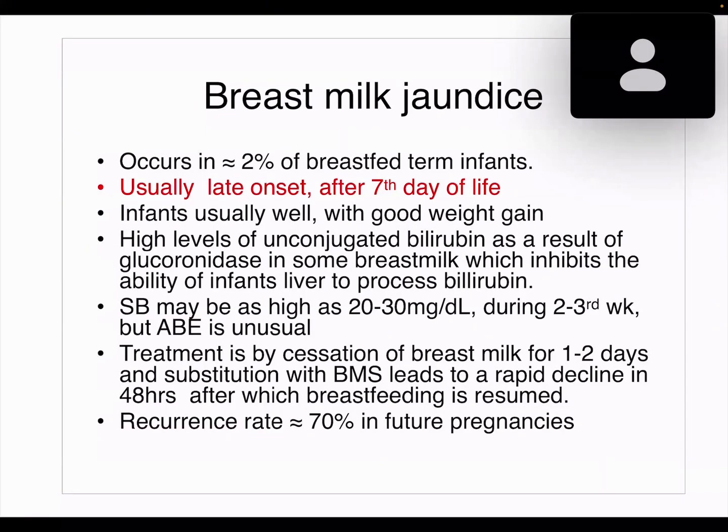The cause is not well known, right? What is in the milk itself that causes this breast milk jaundice? Usually about 20 to 40% of women have a particular enzyme called beta-glucuronidase in the breast milk, and this beta-glucuronidase inhibits the ability of the infant's liver to process bilirubin. So like I said, it's usually seen in about 20 to 40% of women.